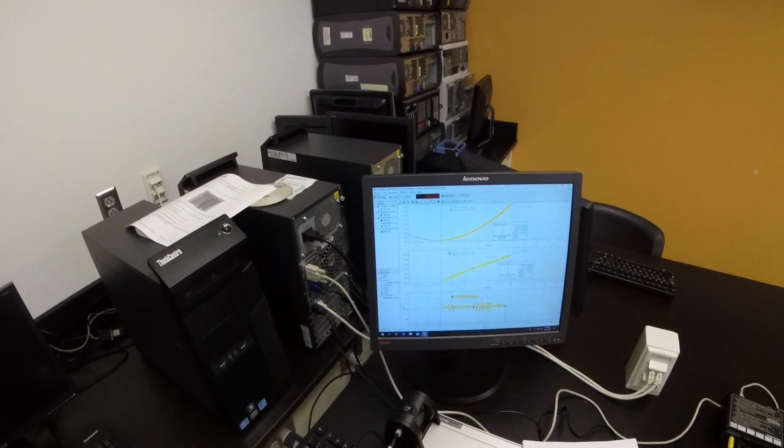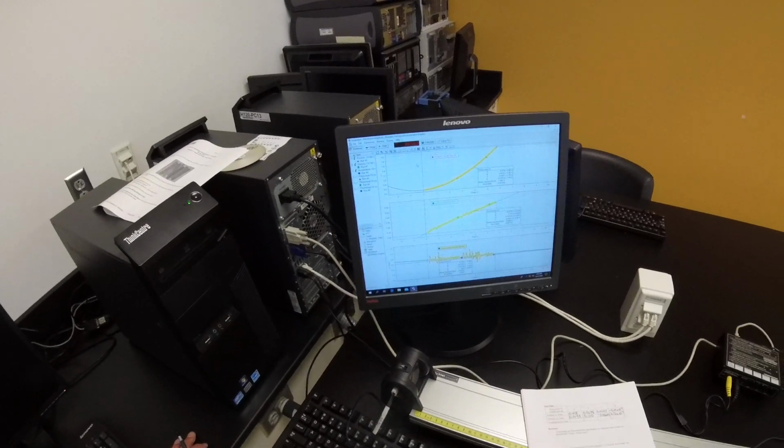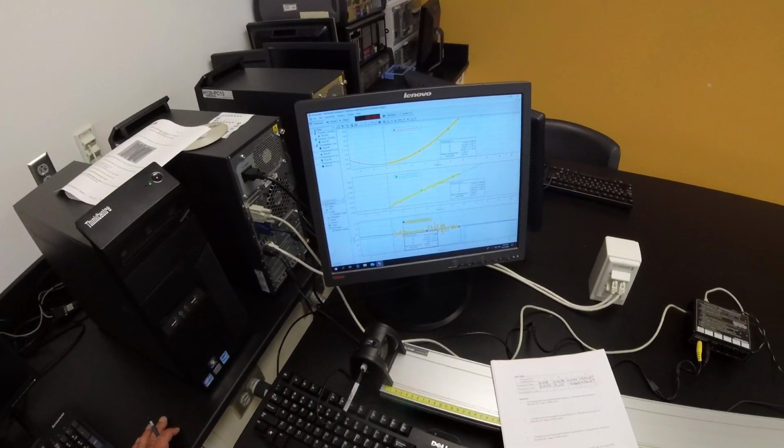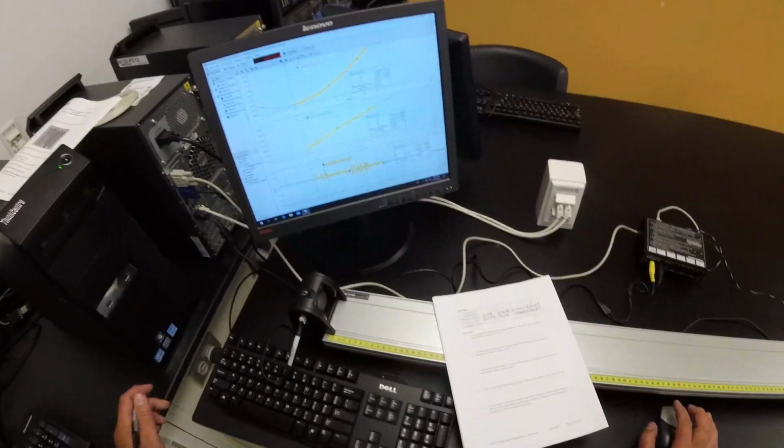Wonderful. I'm going to go to fit. I'm going to go to polynomial fit. Fantastic. It looks like this is not perfectly flat, but it is what it is. We're going to see what's happening.